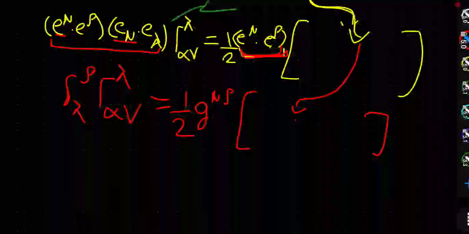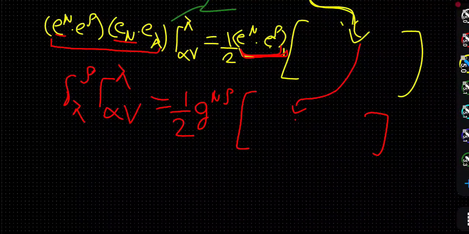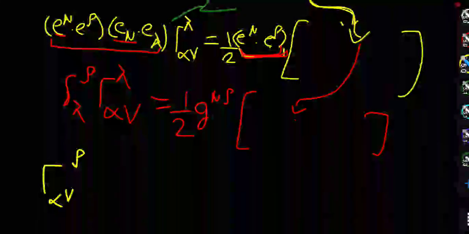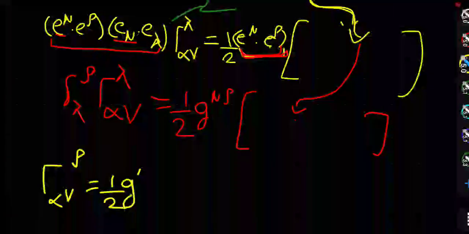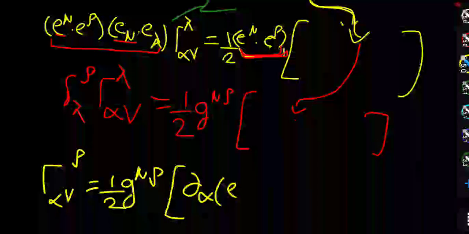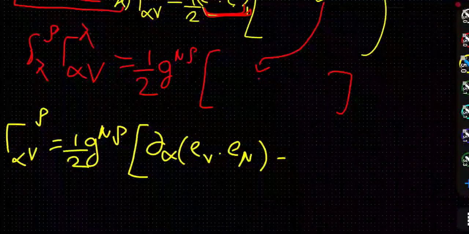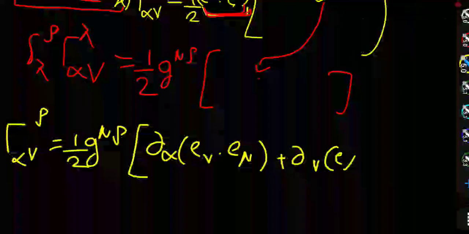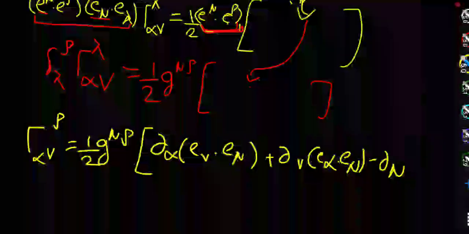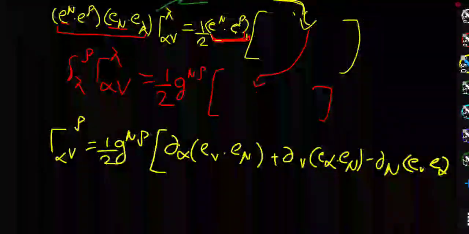This is the final form you get, and after you know that this lambda and lambda will be replaced, you are left with gamma, upper index rho, lower indices alpha, mu, is equal to 1 by half of g of mu rho, and now I'm going to write it in the final form as del of alpha e of mu dot e of mu nu, plus del of nu e of alpha dot e of nu, minus del of mu e of nu dot e of alpha, and finally a bracket here.